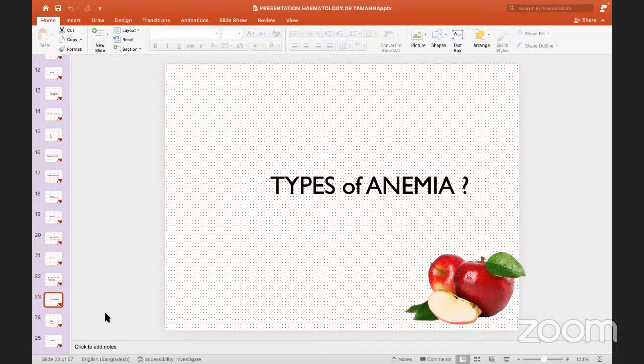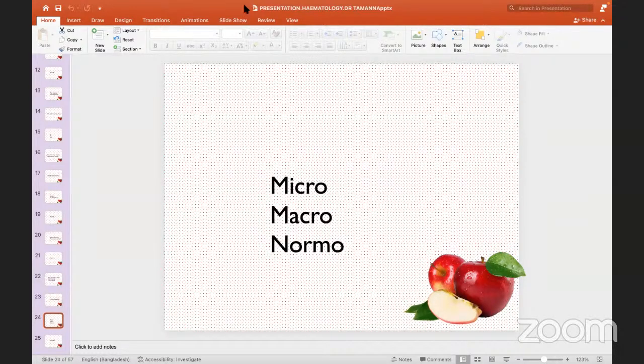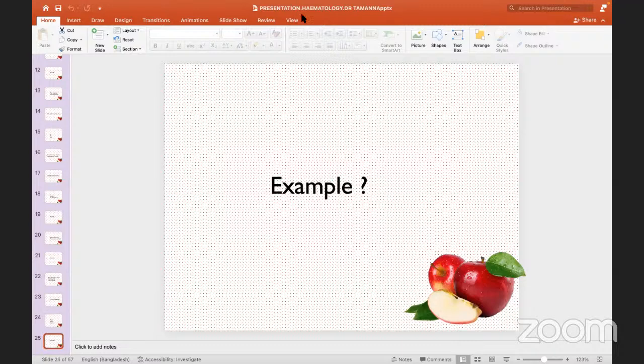Now, types of anemia, I know you all know. There are two classifications. One classification is popular, that is microcytic, macrocytic, normocytic. So can anyone give us some examples of microcytic? Iron deficiency anemia. Thalassemia. Then? Anemia of chronic disease. Then? Lead poisoning. Very good, I wanted to hear this. So iron deficiency anemia, thalassemia, lead poisoning. I can take three, but I'm not ready to take chronic anemia because chronic anemia is normocytic, normochromic anemia.